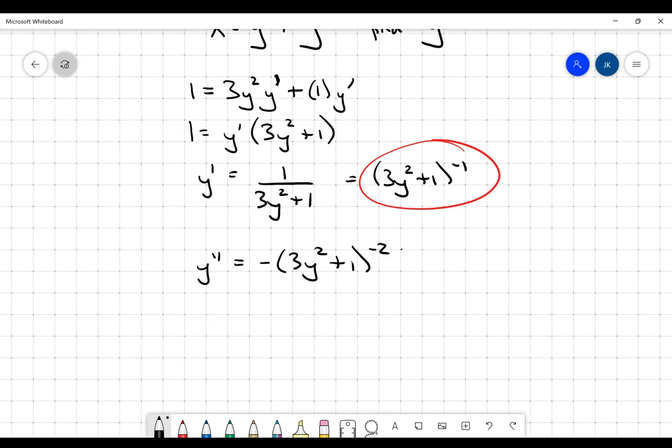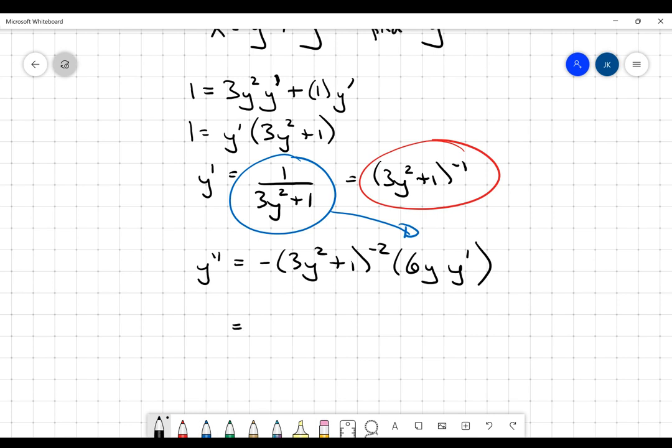Now I'm going to multiply by the derivative of the interior here, which is going to be 6y multiplied by y prime. I was about to say y squared, but y prime. So I'm applying implicit differentiation to the interior of the function here, just kind of like the chain rule, and I include the y prime. Now, here's the thing. You really don't want to express a higher derivative in terms of a lower one. And I really don't need to, because I already know that y prime is equal to 1 over 3y squared plus 1. So I can make a substitution.